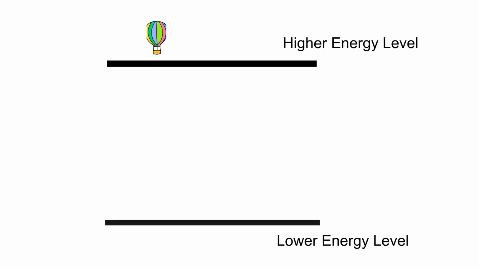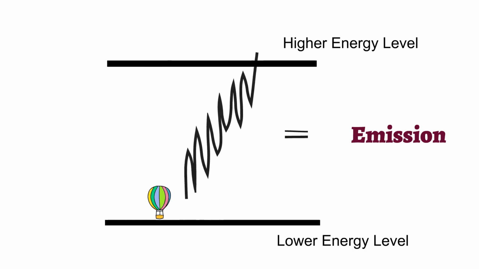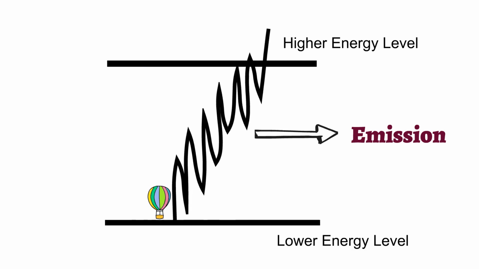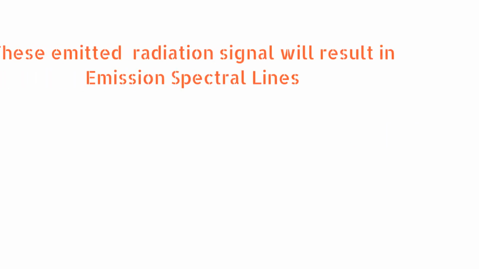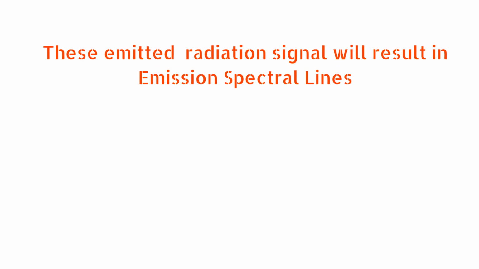Secondly, when molecules are excited to high energy levels, eventually they'll fall back to lower levels. This transition of energy is called emission if the radiation field receives the emission energy. If the transition occurs without emission of radiation, it is called nonradiative decay. These emitted radiation signals will result in emission spectral lines.